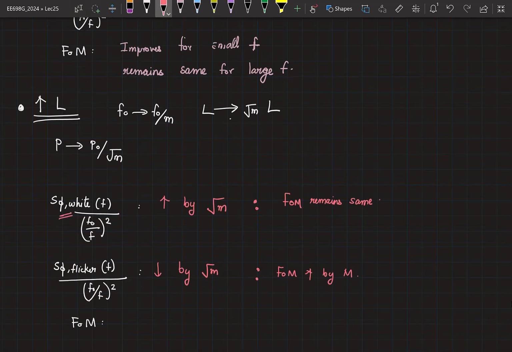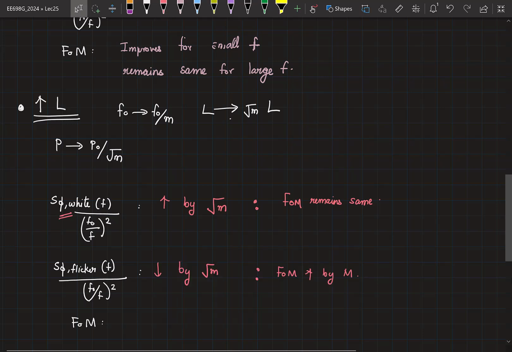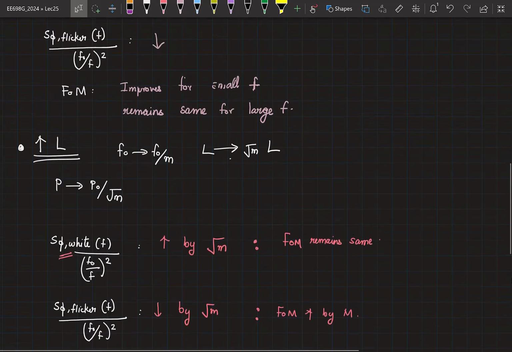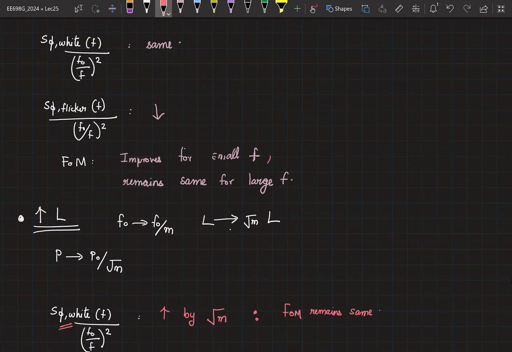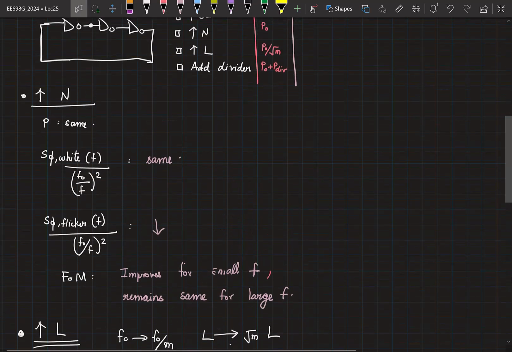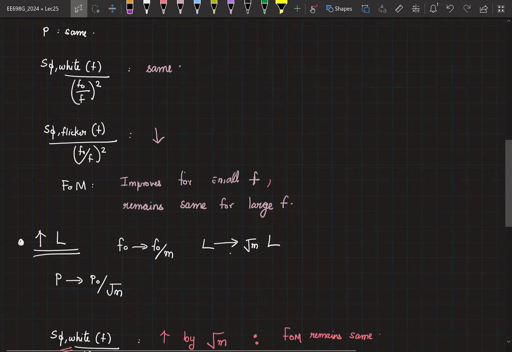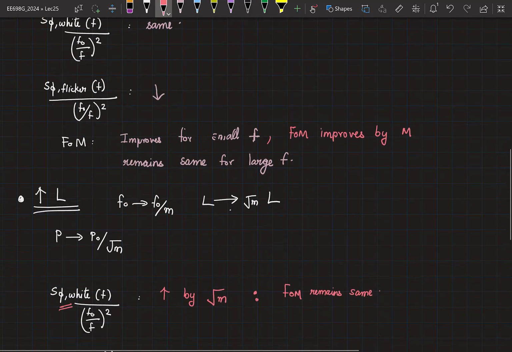S5 white, is it for close-in frequency or far-out frequency? Oh, okay. Sorry. Order I. Right? And so for close-in frequency, how do you think these two compare? By how much does the FOM improve here? M times. Because you have M directly in the denominator here, right? So here also, it looks like these two methods are comparable at this stage, right?